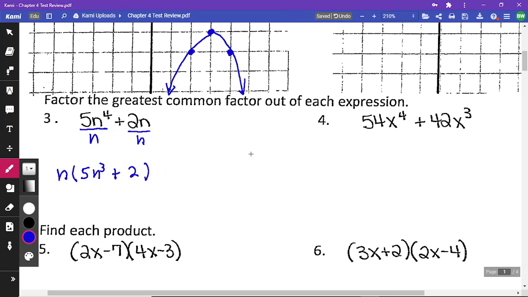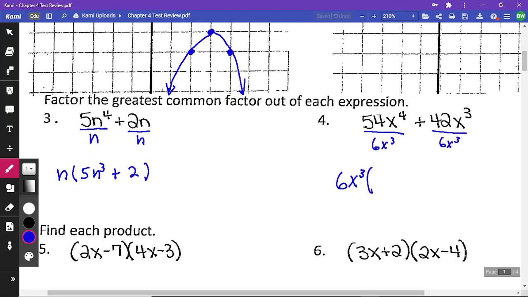Okay, so the next one, number 4, we look at the numbers. We can factor out a number. In fact, it's 6. Then we look at the variable, and the smallest exponent on this one is the 3. So x cubed. We can take out x cubed. So what goes inside? Well, we divide each of those by 6x cubed to find out.